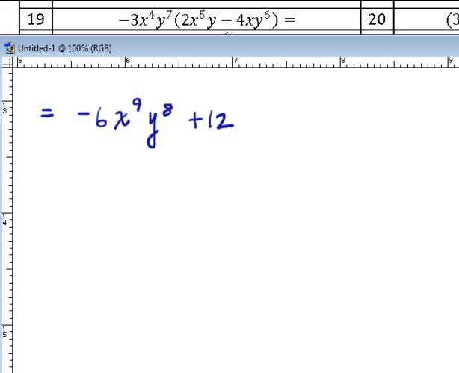And then multiply the powers of x, that'll be x to the 5th. And the powers of y, y to the 7th times y to the 6th, that's y to the 7 plus 6, or y to the 13.